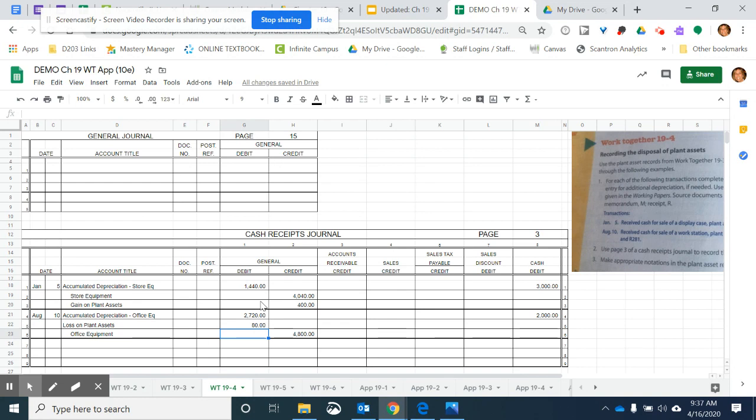Okay, so the last thing we're going to do is pretty simple. August 10th, we actually got rid of an asset during the year before accumulated depreciation was taken into account. So we have to journalize that so we're ready to show expenses at the end of the year. So we're going to do that in the general journal, August 10th. And the account title is going to be something that increases, which is depreciation expense.